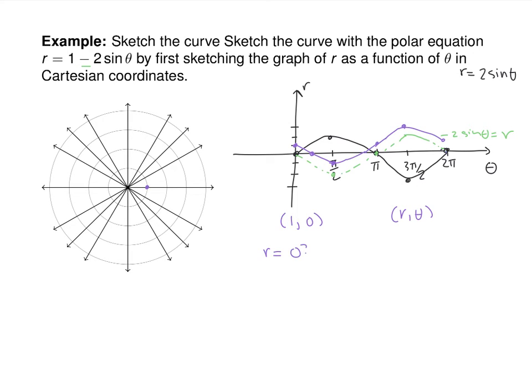When is r equal to 0? Well, that would mean 0 is 1 minus 2 sine theta, or in other words, sine of theta is a half. Well, that happens at the angle theta equals pi 6, and also theta equals 5 pi 6. So pi 6 corresponds to this point, 5 pi 6 corresponds to that point. So as we go towards pi 6, which is this angle, the radius goes down to 0. So back to the pole.